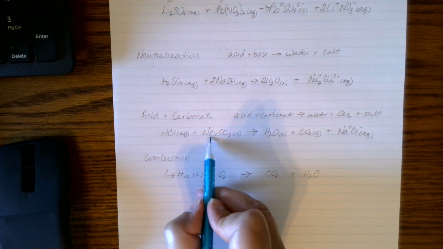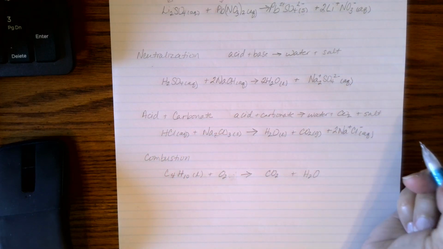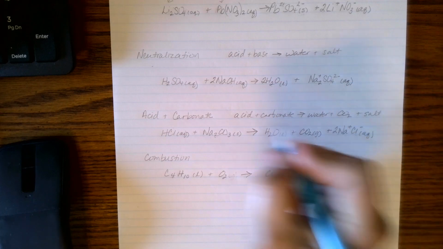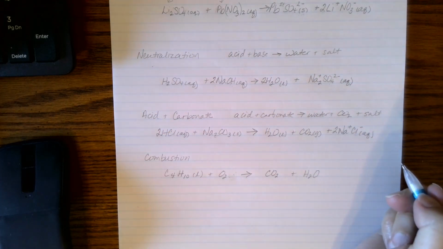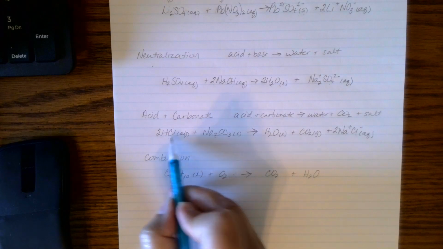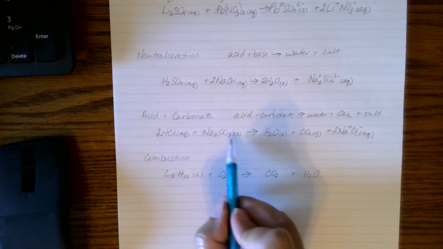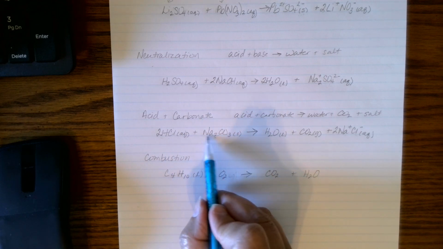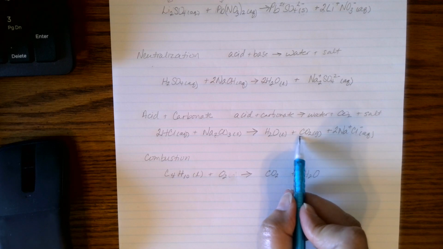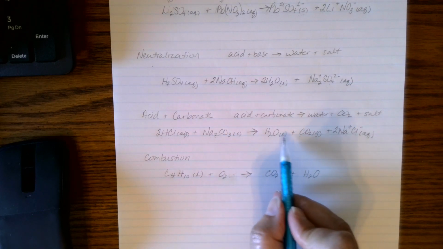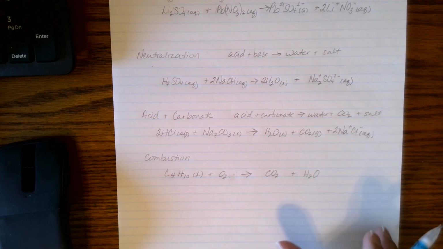Let's see. 2 Na's, 2 Na's, 2 Cl's, 2 Cl's. I have 2 H's, here's 2 H's. I have 1 C, 1 C. I have 3 O's, and here's 2 and 1, which is 3 O's.